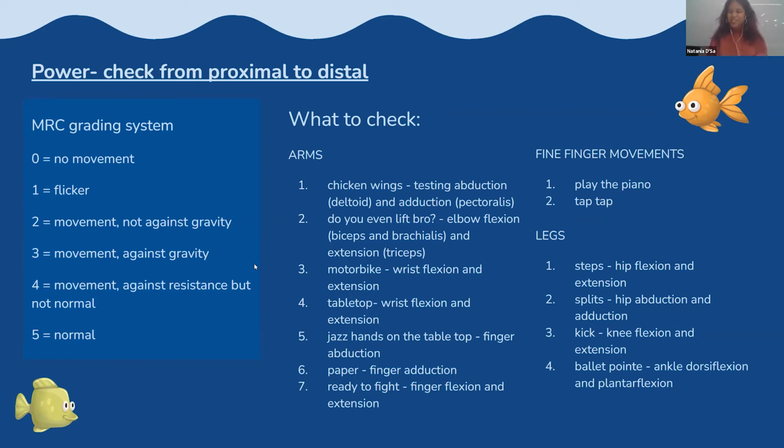Jazz hands on the tabletop: you've got a tabletop sort of situation, whereas you're looking at finger abduction. While your hands are like this, their fingers are going to go out like this, and you're going to give them resistance to that. And then when you're testing finger adduction, this is one where it's a little bit different.